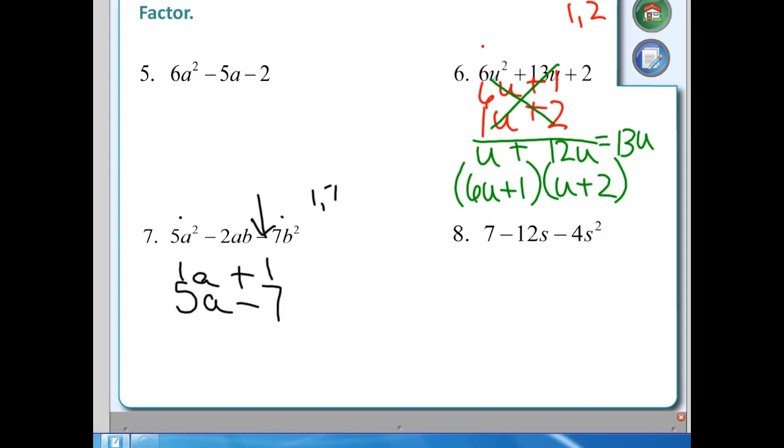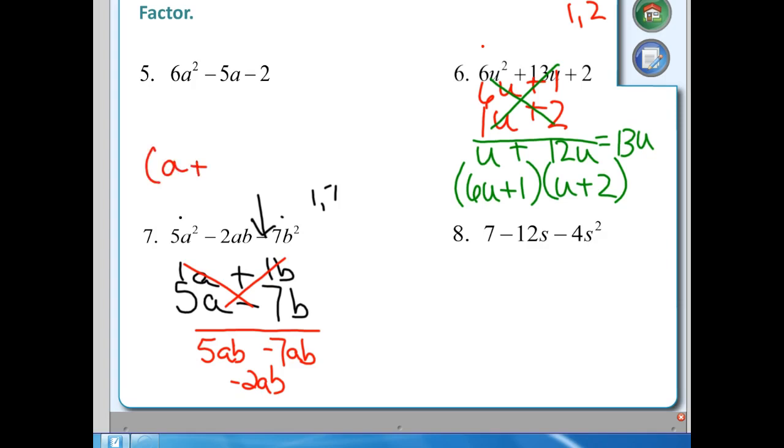And so now, let's cross multiply to check our middle. Let's x factor. Guess what I forgot? I forgot to put the b's there for the b squared, so don't forget to do that. Now, 1a times 7b is negative 7ab, and that's going to give me positive 5ab, so we got negative 2ab. We have chosen wisely. So final answer here would be a plus b.